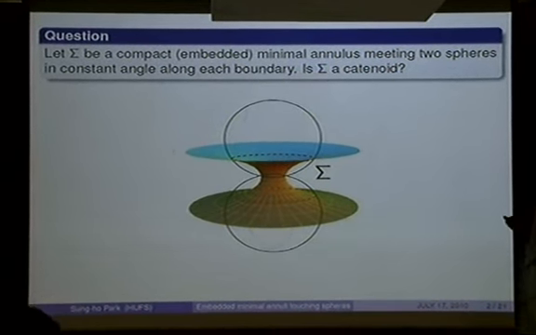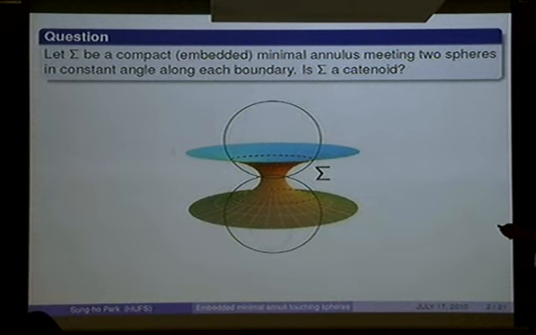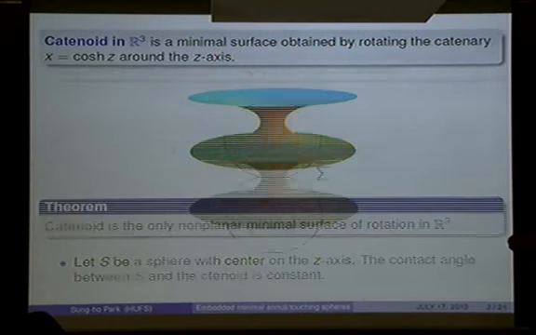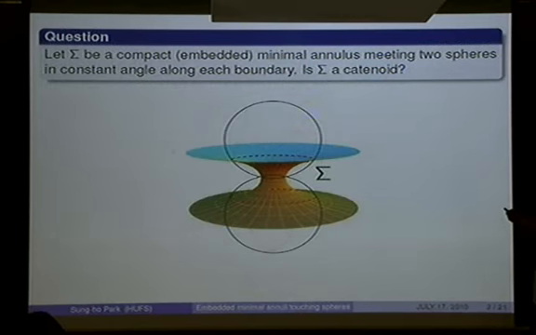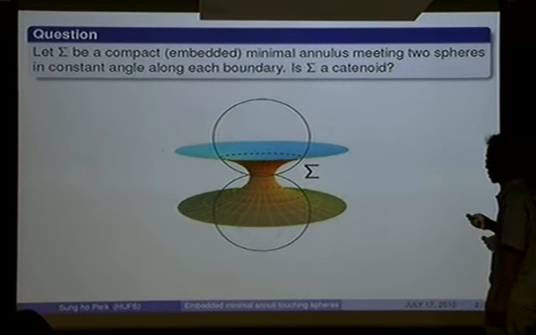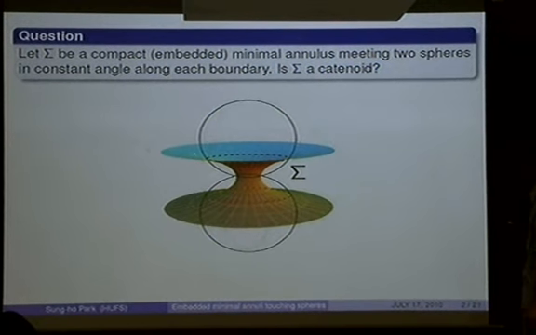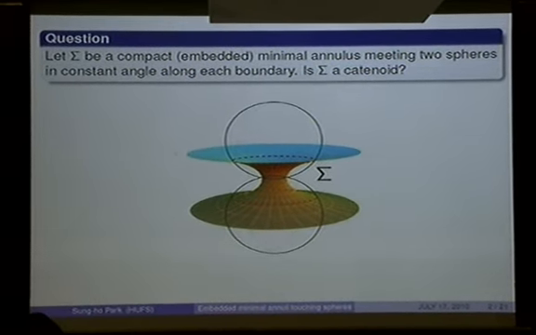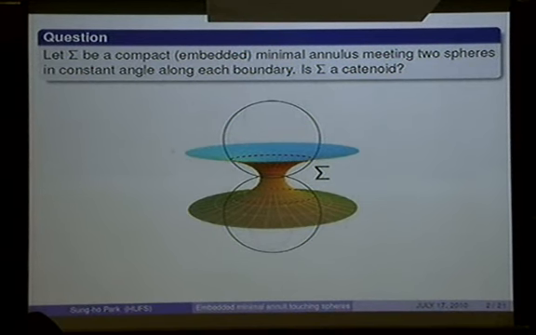Suppose that sigma is a compact, possibly embedded, minimal annulus meeting two spheres at a constant contact angle along each boundary. In this picture, the solid lines are spheres, the boundary curves or intersection curves are the dotted red lines, and the contact angle is constant along each boundary curve. And the question is, is sigma a catenoid?